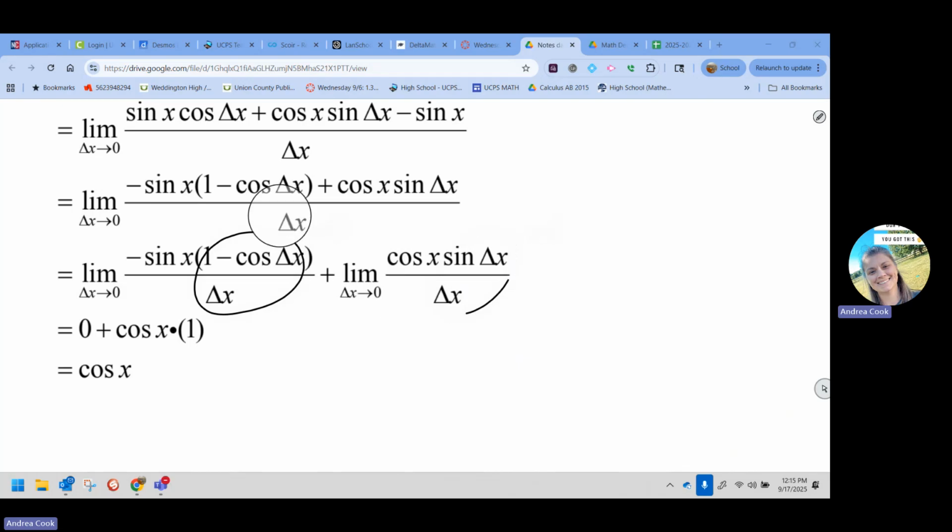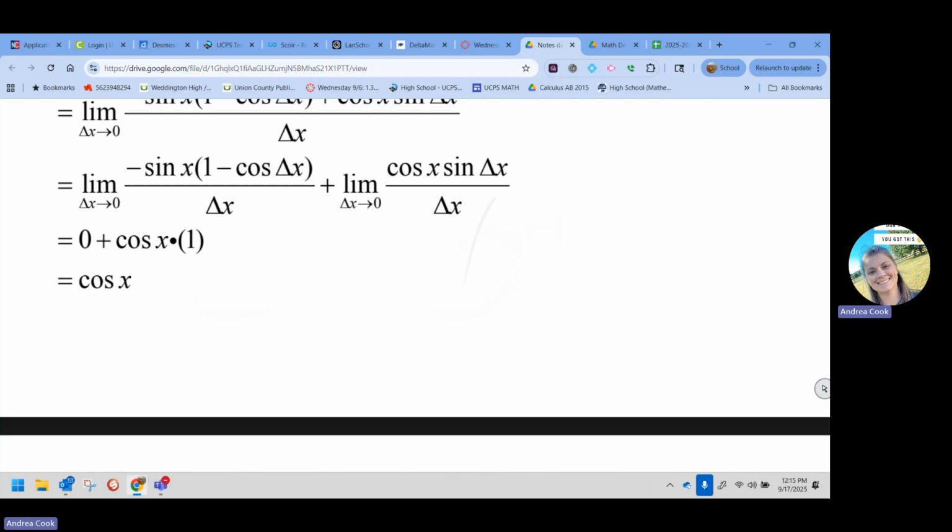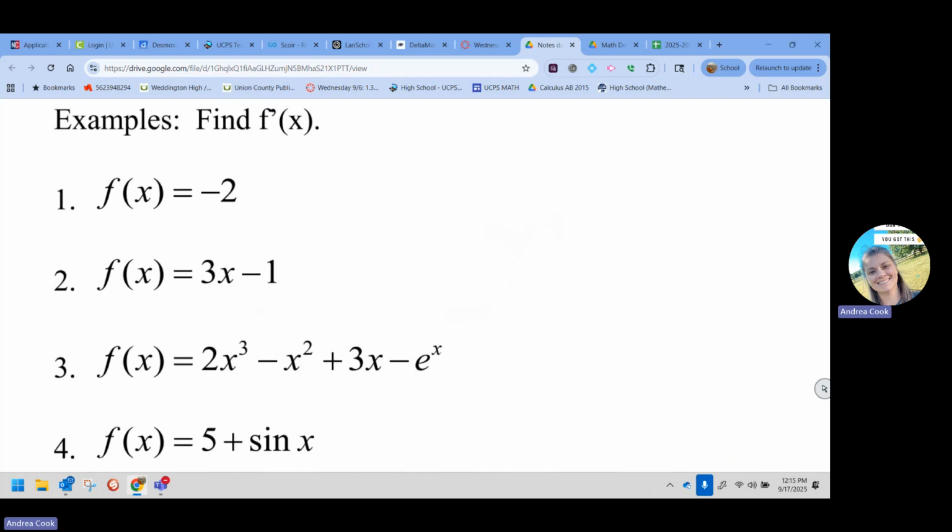Okay, so let's do lots and lots of examples to practice these 7 rules we just learned. So flip to the other side.